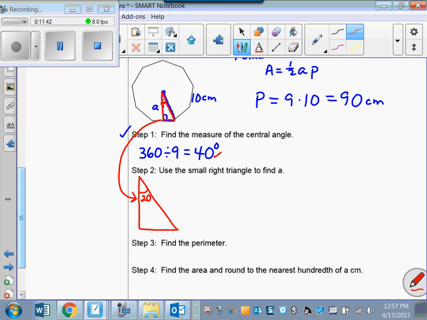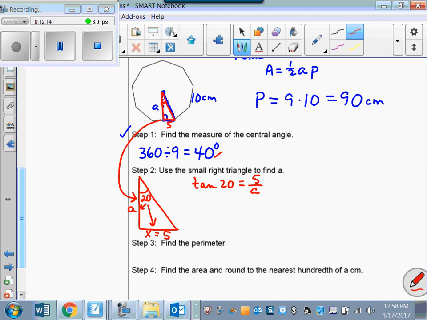Okay, what do I know about this side length right here? Well, it's half of 10, that's 5, so I'm going to label that as 5 right here. Okay, so now here's my apothem. So how am I going to find my apothem? We've got the side opposite 20 and the side adjacent 20. So that's going to tell me that the tangent of 20 equals 5 over our apothem, right?